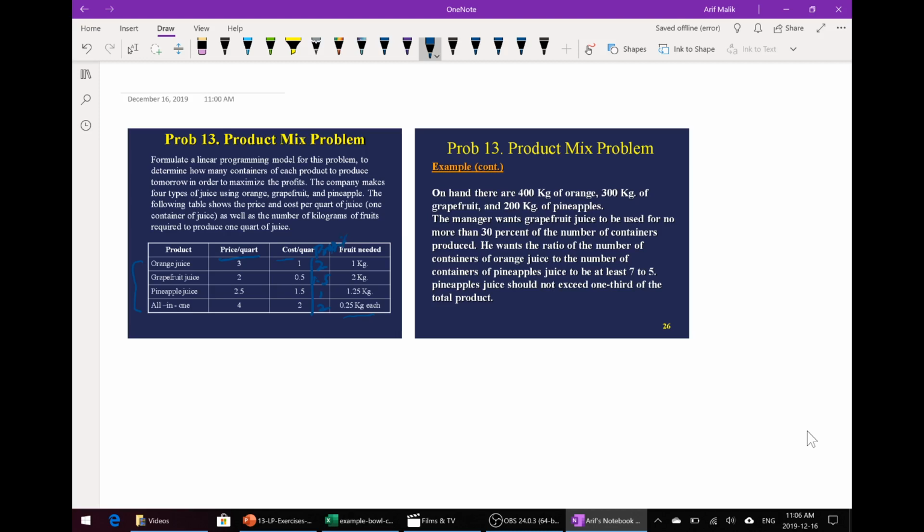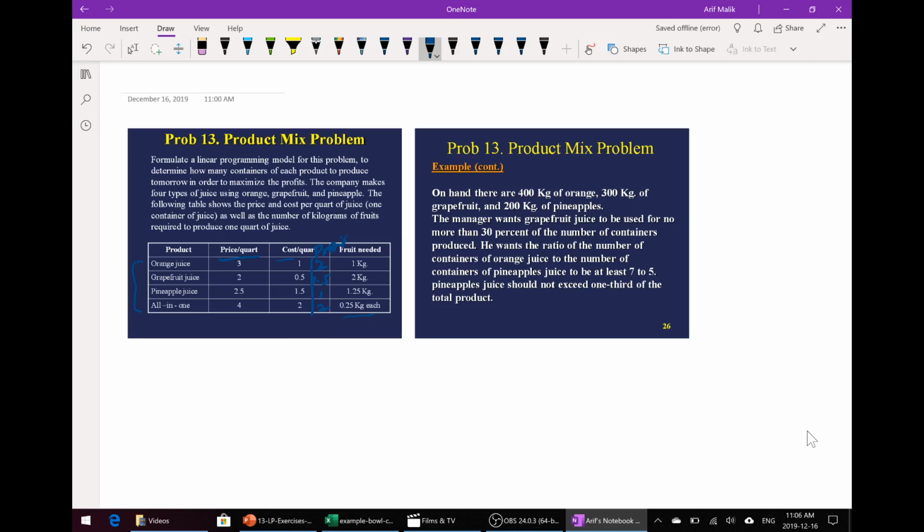Then the next slide shows that on hand there are 400 kilograms of oranges, 300 kilograms of grapefruit, and 200 kilograms of pineapples. So these are the right-hand side constraints, which tell us how many kilograms of oranges, grapefruit, and pineapples are available.